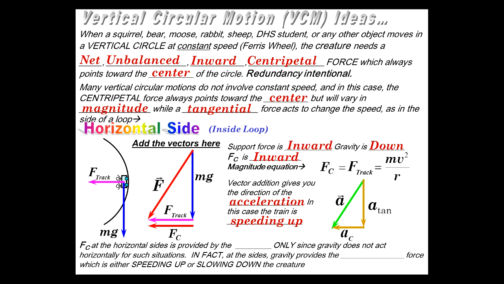So Fc, the centripetal force, at the horizontal sides is provided by the track, and that's it, since gravity does not act horizontally in this particular position. So at the sides, gravity provides the tangential force to either speed up or slow down the object. And that is the physics of the horizontal side. And now we're going to migrate to other positions in the vertical circle.